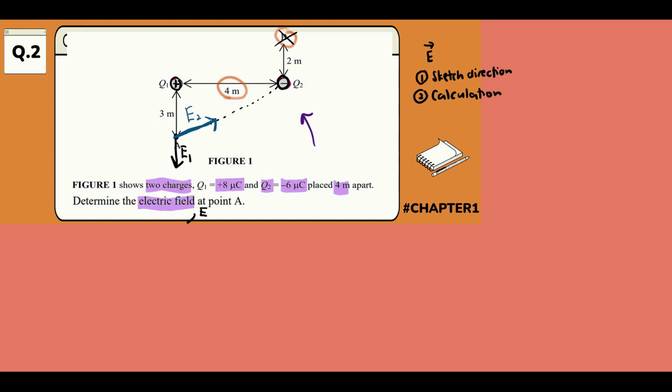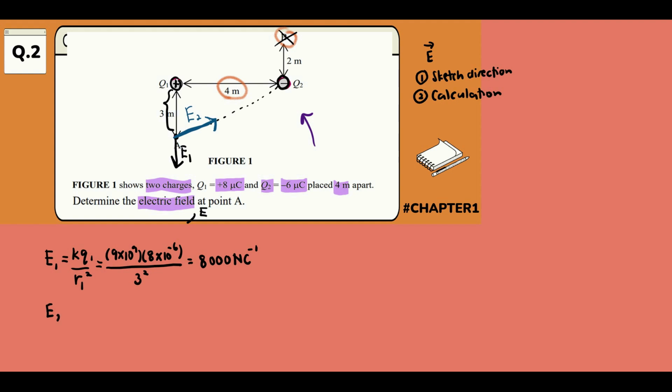Let us first calculate the value of E1. E1 is KQ1 over R1 squared, where R1 is the distance from Q1 to point A. So we substitute the values. You'll get 9 times 10 to the 9, Q is 8 micro, which is 8 times 10 to the minus 6, over 3 squared. Then you'll have your E1 is 8,000 Newton per coulomb. This is the unit for electric field.